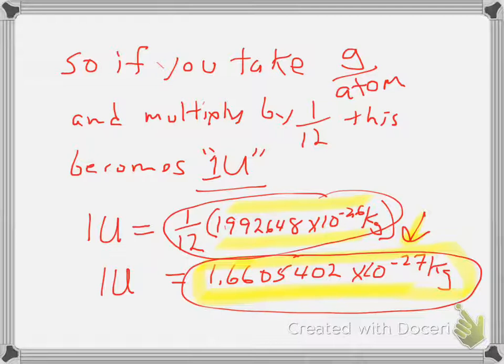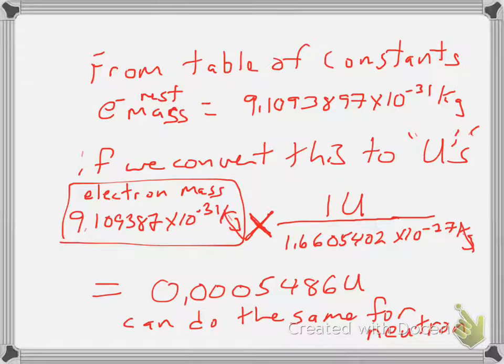Hydrogen is 1/12 of this number, because hydrogen has an atomic mass of 1. So anyway, I hope that sort of makes sense. And then they said, well, now we can put everything in terms of U. So from that we can get what a proton is in U. Remember how in a table of constants you can look up the proton mass, the electron mass, and the neutron mass. Well, now we can convert all these with just a simple factor label problem into U's.